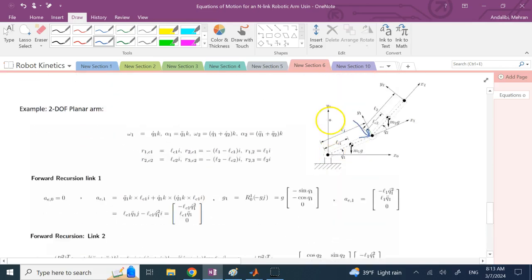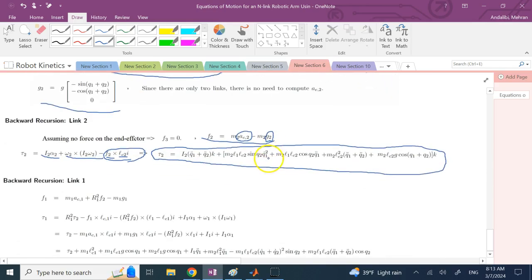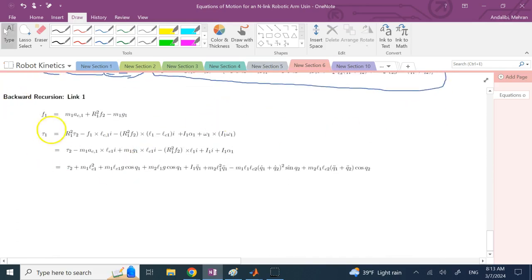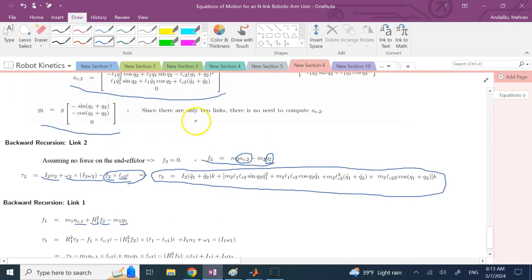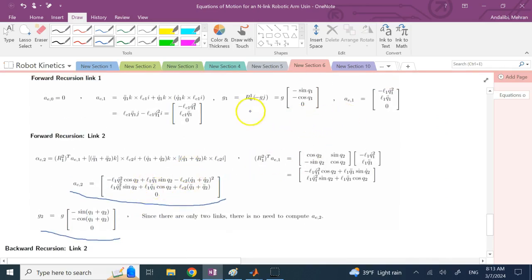And now when you go back to link 1 and go for F1 and tau 1, they get even bigger and bigger. Look at that. Now F1 is what? M1AC1, R12F2, and M1G1. Okay, so first of all, there is R12, right? F2, which I just showed you. G1, which is this guy. And AC1 in this case, okay, which is this one here.